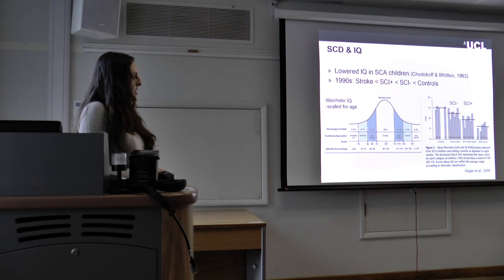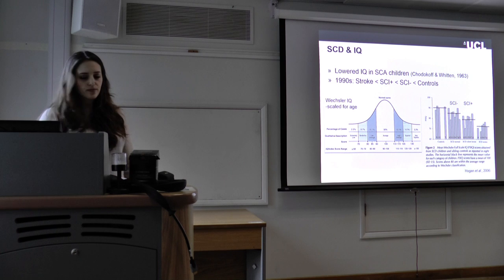IQ is 90, so that's kind of on the border of average. It's average. And then sickle cell with normal MRI looks to be about 85, in the low average. Sickle cell with silent infarcts about 80, which is here, borderline, low average, borderline. And then with stroke, that looks about 75, so now we're in borderline, low IQ.